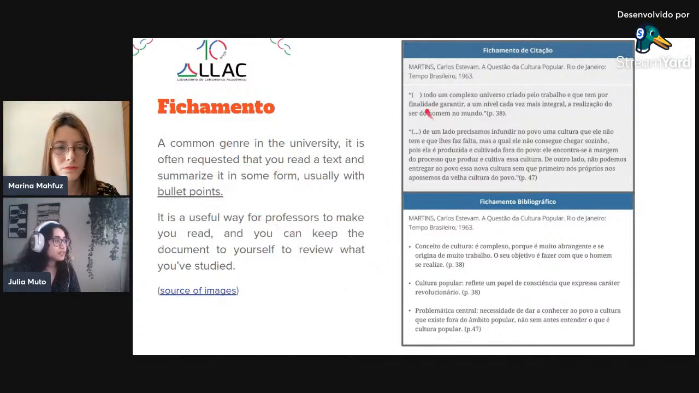Okay, but you can see that topics are a common point here, right? And these are from the same text, just in case you weren't reading carefully. They're the same text, A Questão da Cultura Popular, but written differently, right?